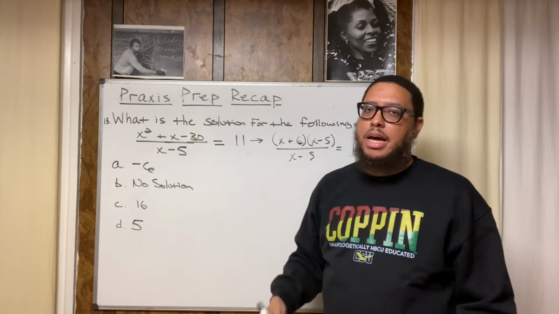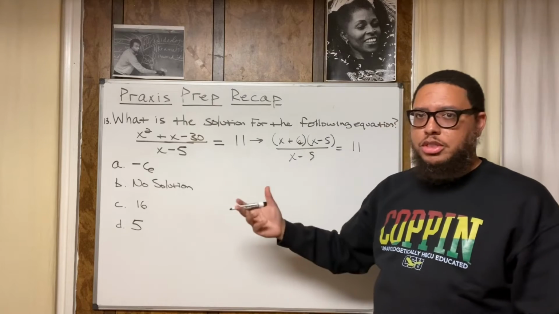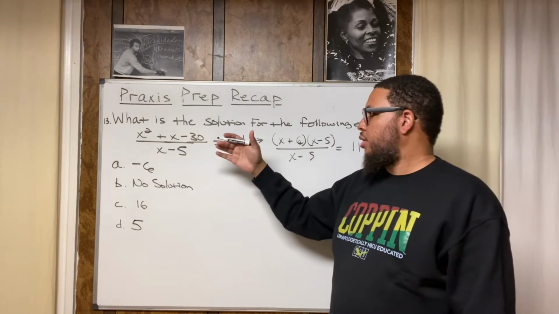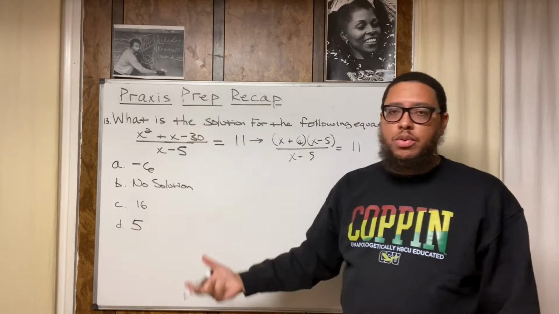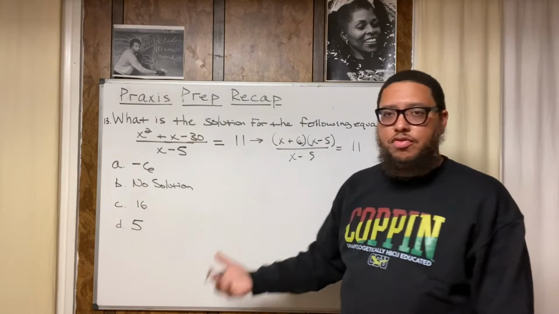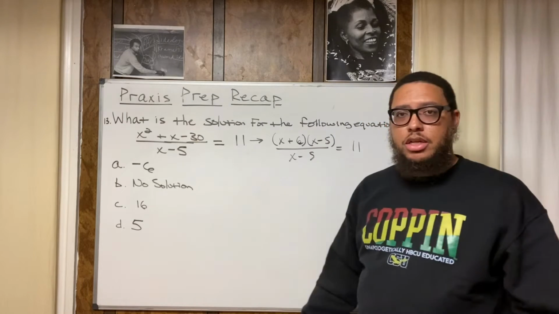Now, how do I know that? I just know it because I have a lot of experience with doing this method. And I know the factors of 30 that are going to work because the factors of 30 could be 30 and 1, could be 10 and 3, they could be 6 and 5, they could be 15 and 2.